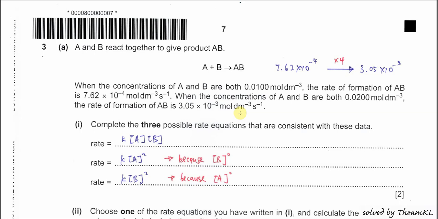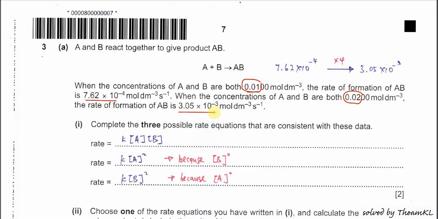Question 3. A and B react to give the product AB. When the concentrations of A and B are both 0.1 mol per dm cubed, the rate of formation of AB is 7.62 times 10 to the power negative 4. When the concentrations of A and B both increase and double, from 0.01 to 0.02, the rate of formation of AB now increases.